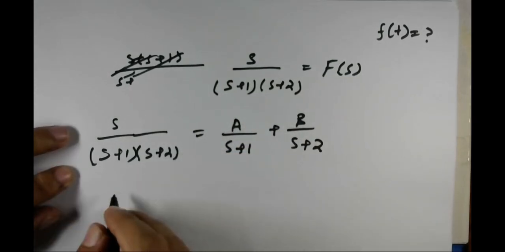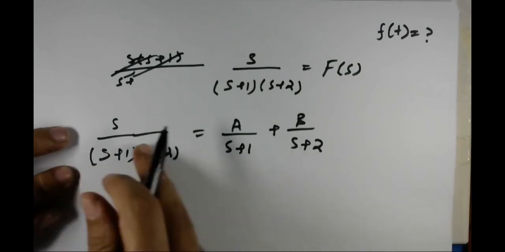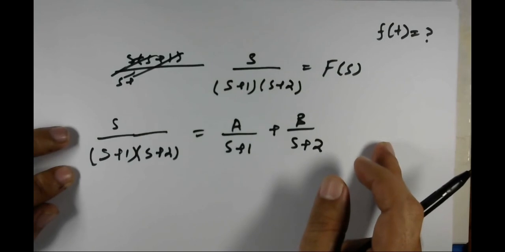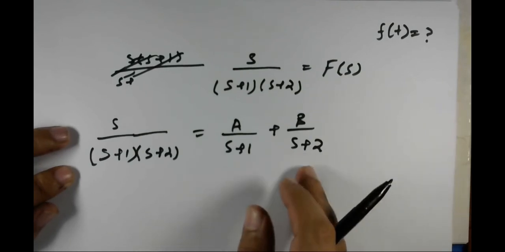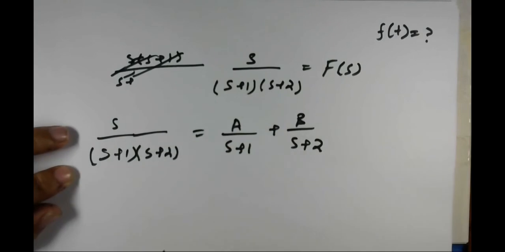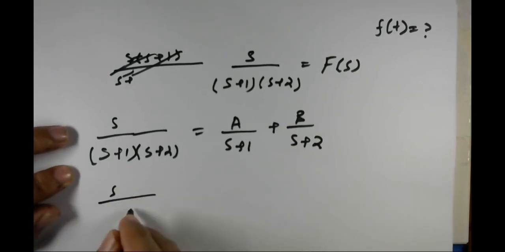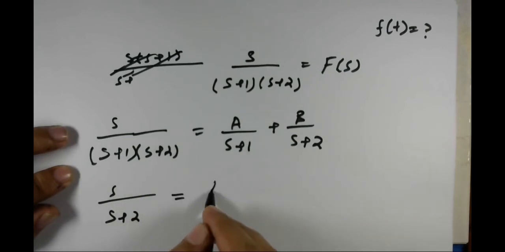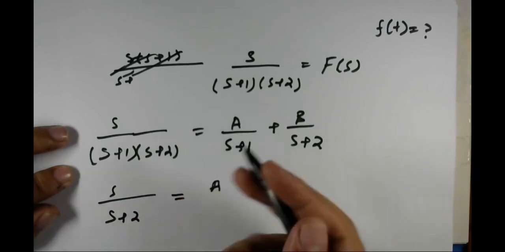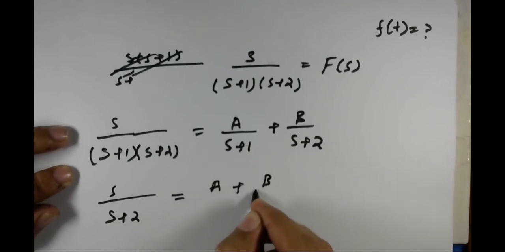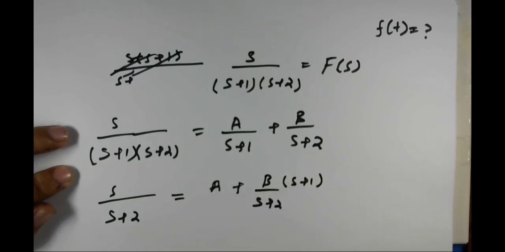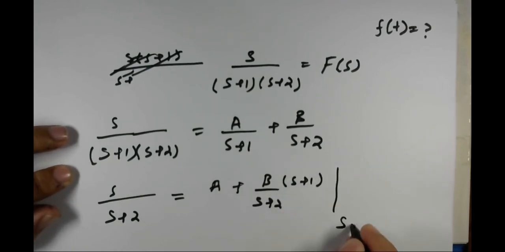For the value of a, I will multiply this whole equation by s plus 1. For the value of b, I will multiply this whole equation by s plus 2. For a, I will put s equal to minus 1, and for b, I will put s equal to minus 2. So multiplying the whole equation by s plus 1, this will be s divided by s plus 2, equal to a, since s plus 1 and s plus 1 cancel out, plus b by s plus 2 into s plus 1. Evaluate this at s equal to minus 1.